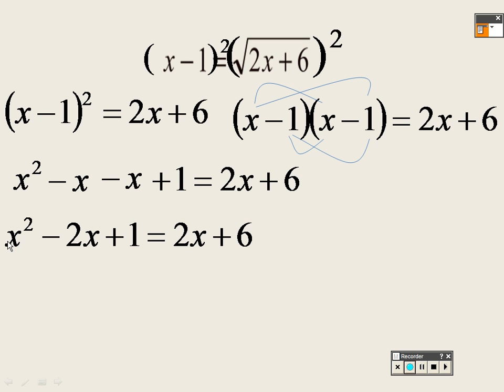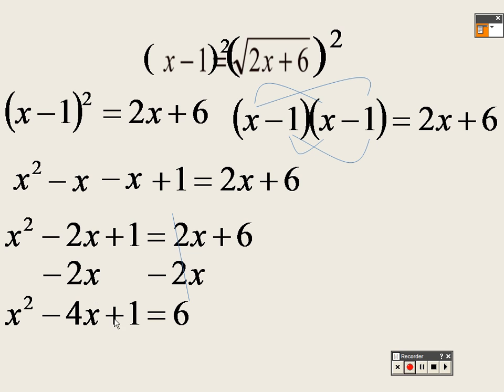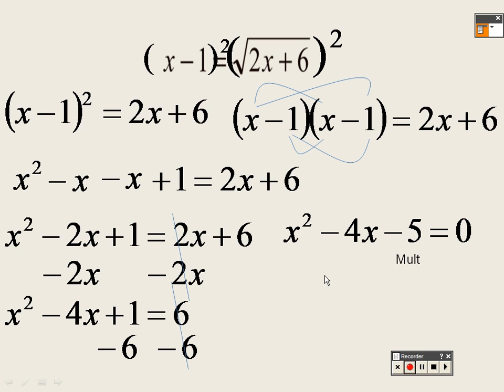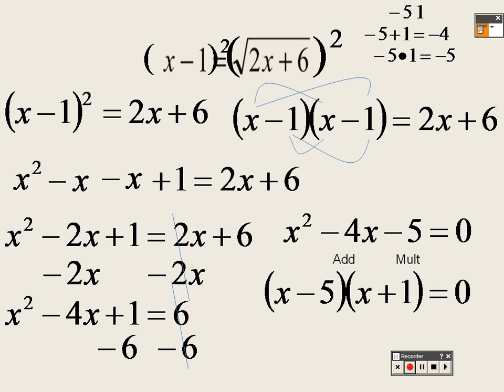I see it looks like I have a quadratic, so I'm going to try to push everything on over to that side. So minus 2x, so that gives me x squared minus 4x plus 1, and that equals 6. I'm going to subtract 6 onto that side to get a negative 5. So once again, you think of two numbers that multiply to give you negative 5, that add to give you a negative 4. And the only thing that comes to my mind is negative 5 and 1, because negative 5 plus 1 is negative 4. Negative 5 times 1 is negative 5. So I can split it up into x minus 5 and x plus 1.